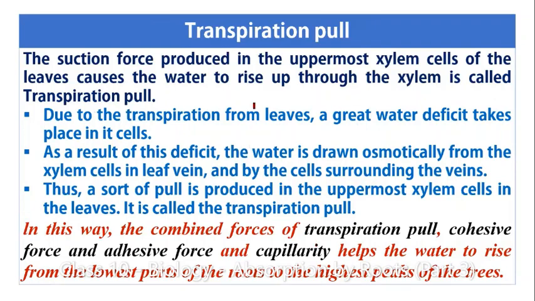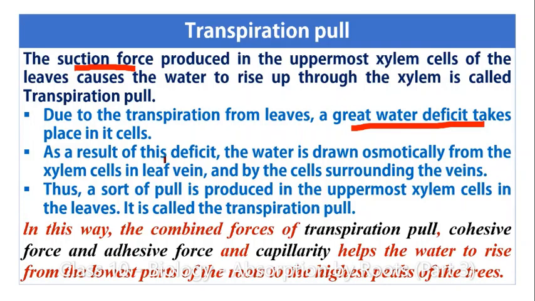Then we have the transpiration pull. This is a suction force, as we already discussed before, created because of continuous loss of water from the upper parts of the plant. Because of transpiration, water is lost, a vacuum is created, and that creates a suction force. So a great water deficit takes place in the cells of the leaves.